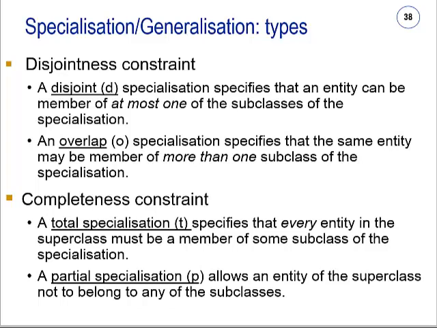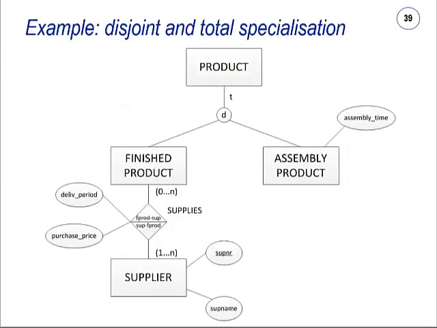Let's work out some examples of this. Here you can see an example of a specialization. Product is the superclass and it's being specialized into finished product and assembly product. By the way, when doing a specialization, you can always apply the is-a test to identify the subclass. A finished product is a product. Hence, finished product is a subclass of product. An assembly product is a product. Hence, assembly product is a subclass of product.